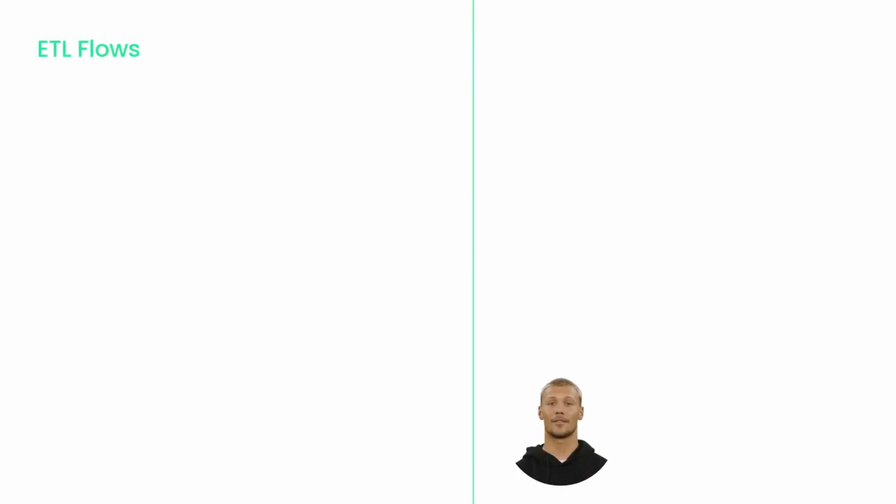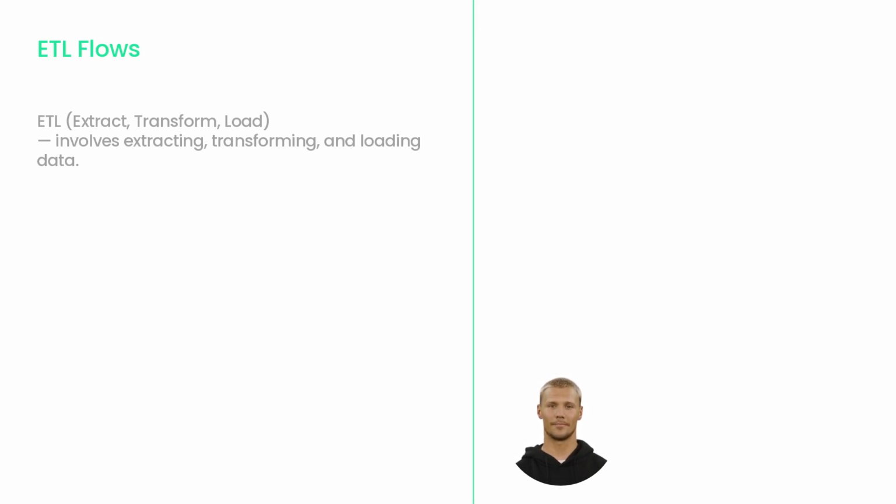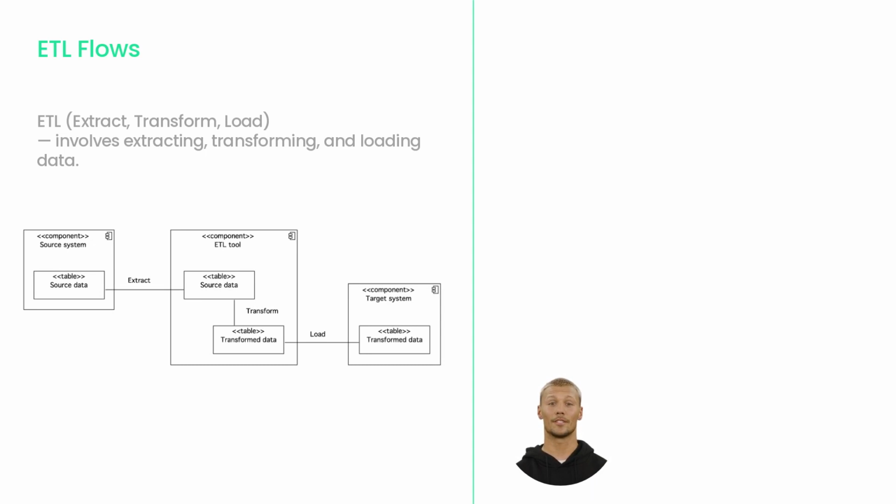ETL: extract, transform, load. It is a process that involves extracting, transforming, and loading data. It can be used to transfer data between IT systems. The first step is to extract data from the source system or systems. This is the stage of data extraction. The data collected is then transformed. It can consist of cleansing, filtering, or transforming data. The next step is to load the data into the target system or systems. In ETL flows, all stages, extracting, transforming, and loading data, are carried out outside the source and target systems.